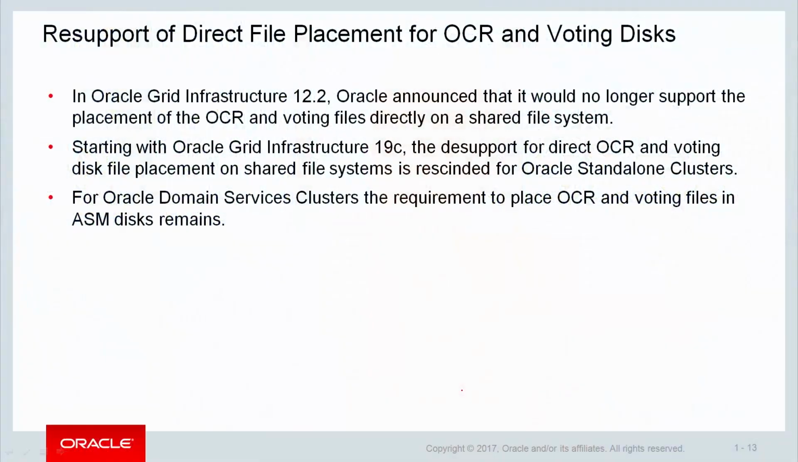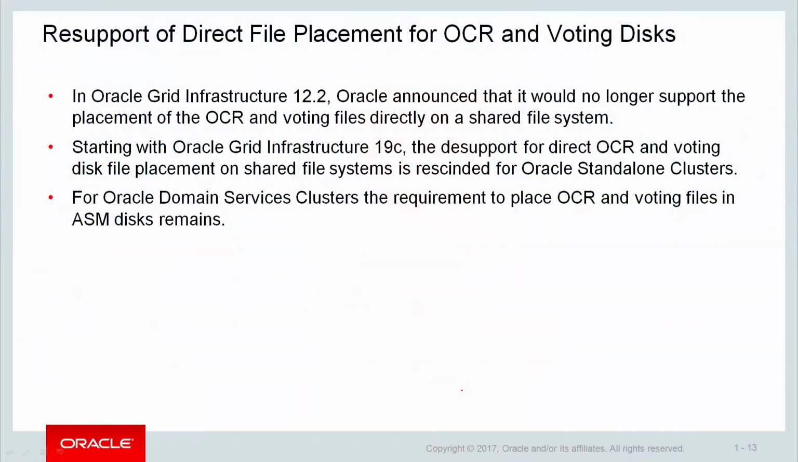If you remember, in recent editions of Oracle Grid Infrastructure, we introduced the concept of Oracle Domain Services Clusters, where we have one central cluster which provides a lot of services for other clusters in that domain. Domain Services Clusters still need to place the OCR and voting files in ASM disks, but if you're using a standalone cluster, you can place them on shared file systems once again.